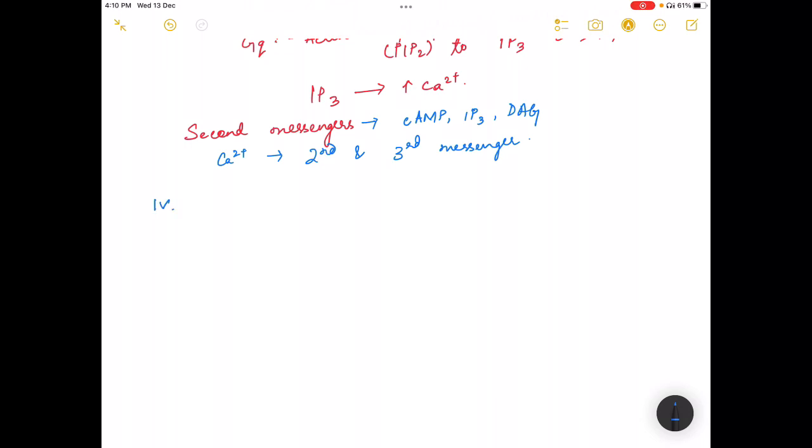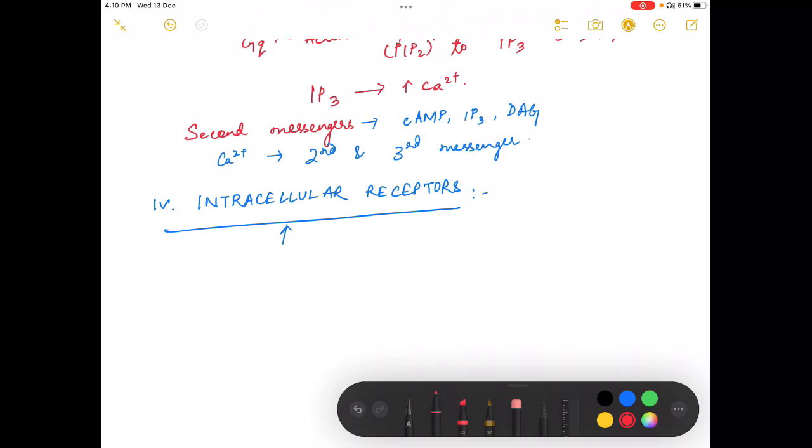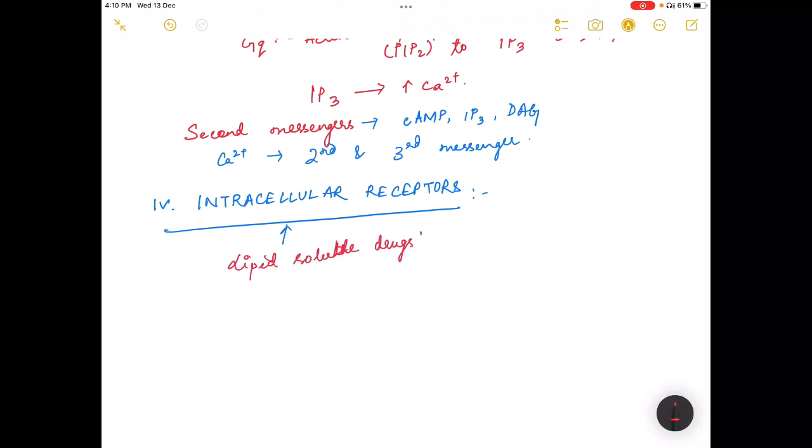Now coming to the fourth kind of receptor, that is the intracellular receptors. So these receptors, as the name indicates, are present inside the cell. So the drug must cross the cell membrane and enter into the cell to bind to the receptor. So to cross this cell membrane, the drug needs to be lipid soluble. So only lipid soluble drugs can work on these kinds of receptors.